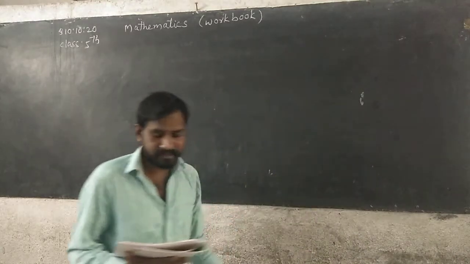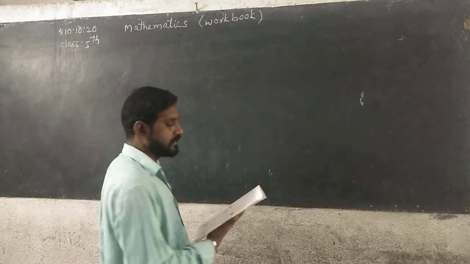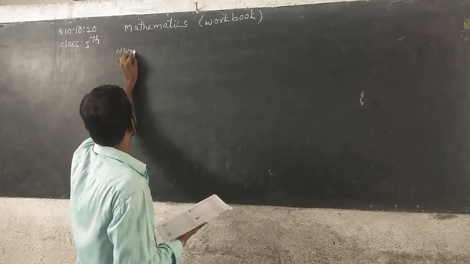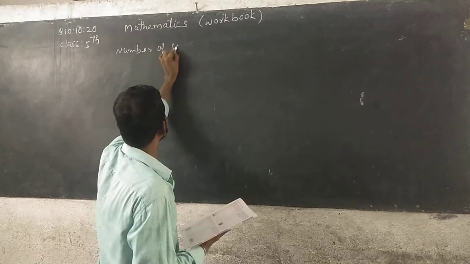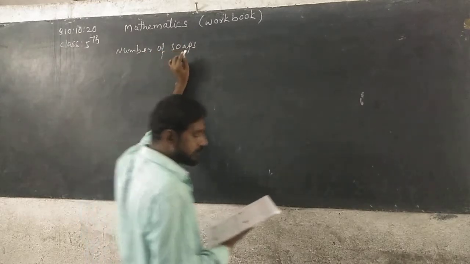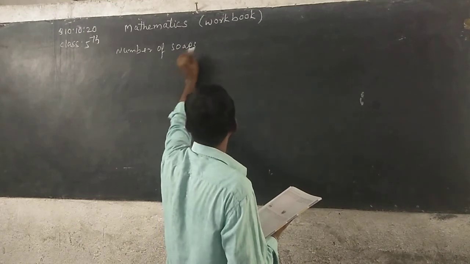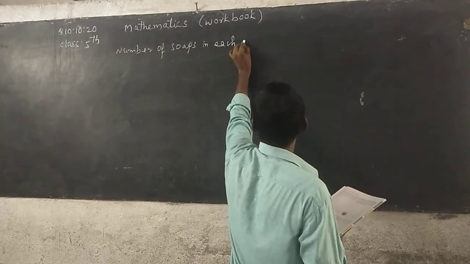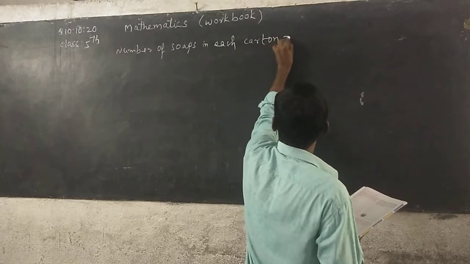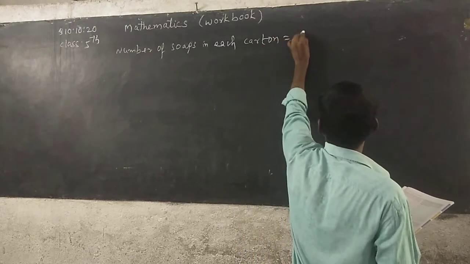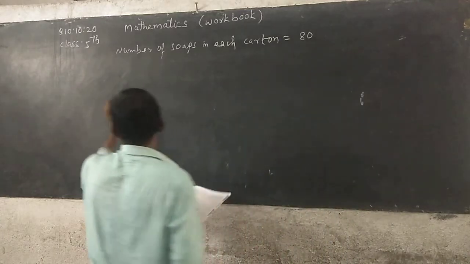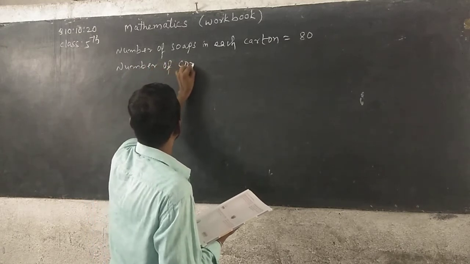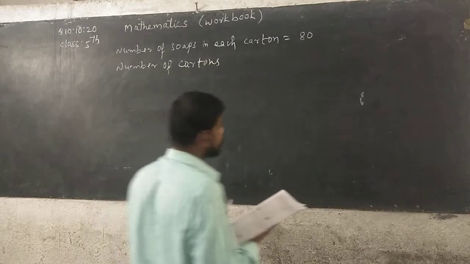See here, number of soaps in each carton is equal to 80 soaps. Number of cartons is equal to 40, beta.